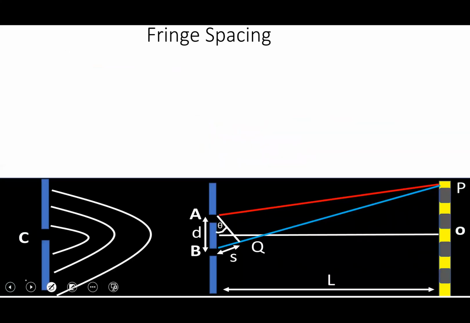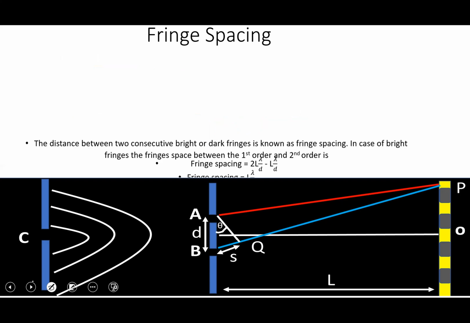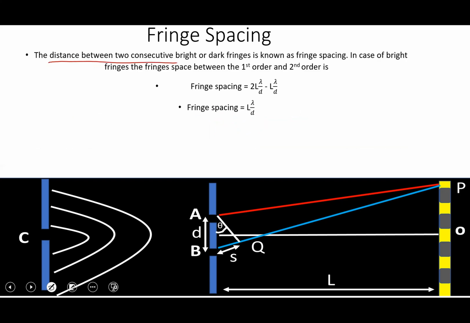Now, what is the distance between two consecutive bright fringes and two consecutive dark fringes? So let us assume the first bright fringe. Two consecutive means one regularly after the other, just after the other. Like one is bright over here, the next bright after this one is this one. So this is the first one, and this is the second one. So 1 and 2 are the two consecutive bright fringes in this case, or dark fringes, and this distance is known as fringe spacing.